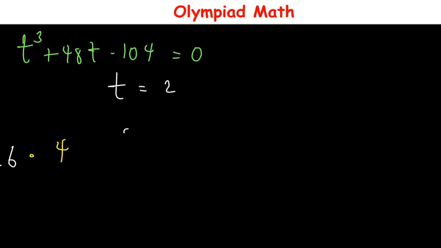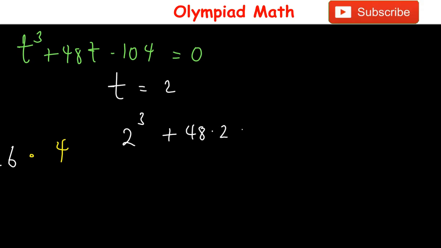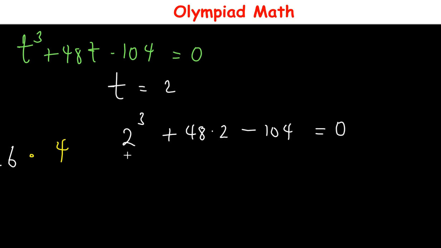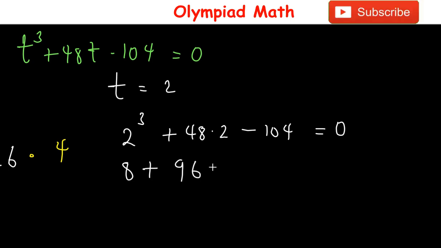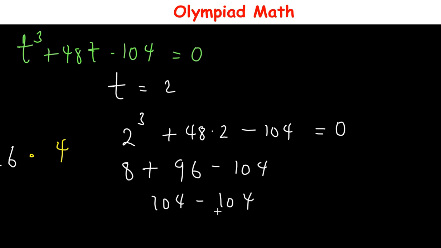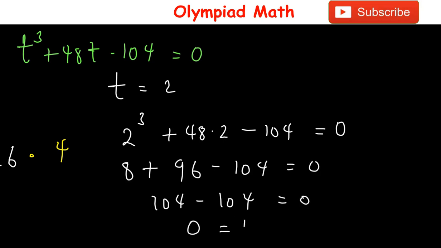So this becomes, we have 2 cubed, then plus 48 times 2, then minus 104. Will it equal 0? 2 cubed is 8, plus 48 times 2, 96, minus 104. 8 plus 96 is 104, minus 104. This will give us 0, which equals 0. So since it equals 0, the value of t as 2 is a solution.